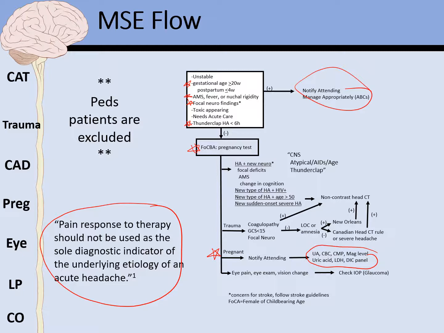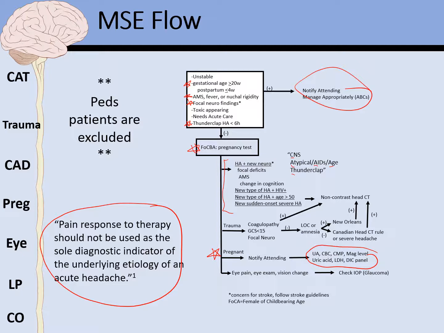ACEP Clinical Policies has indications for a non-contrast head CT, which helps evaluate for several emergent etiologies such as intraparenchymal hemorrhage or mass. Any of these categories would be an indication for a head CT, of which I summarize in the mnemonic CAT for CNS, atypical headache in AIDS or elderly age, or thunderclap headache.